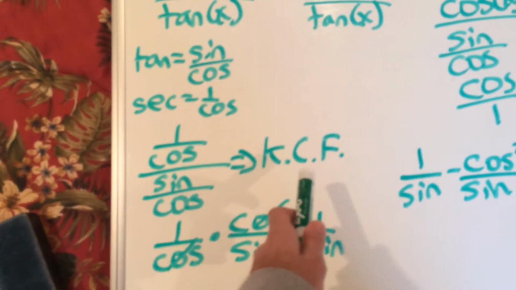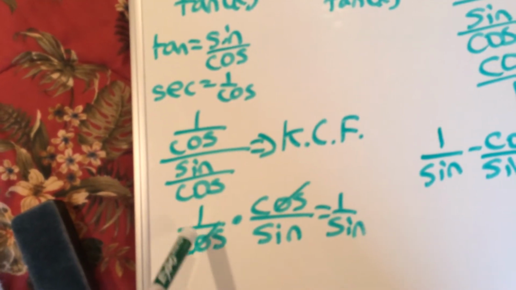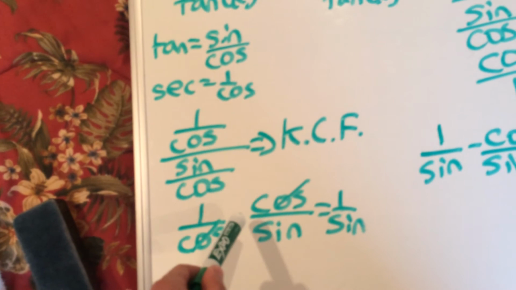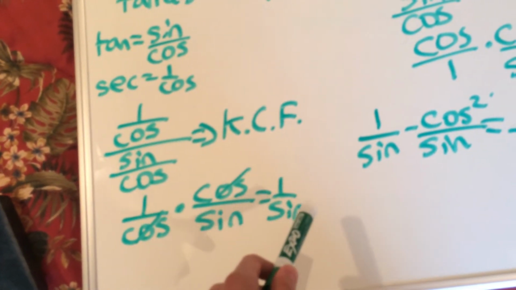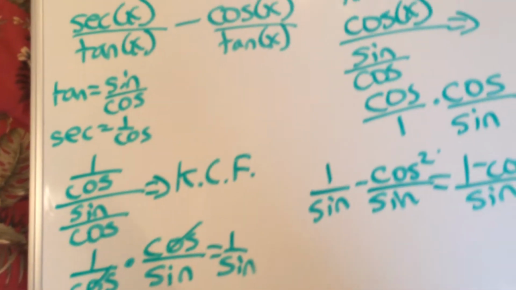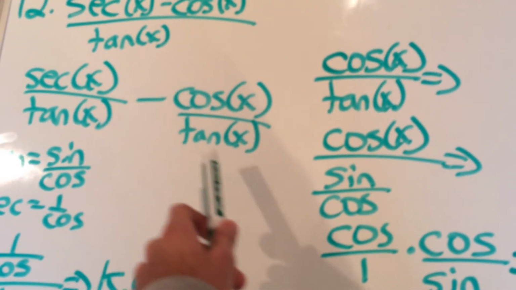Then I'm going to keep it, change it, flip it. So I've got 1 over cosine times, change division to multiplication, cosine over sine, and that's going to equal 1 over sine. Now let me attack the other fraction that I left from before.